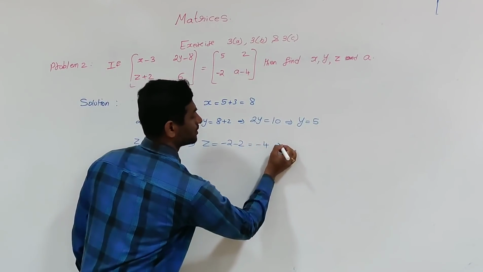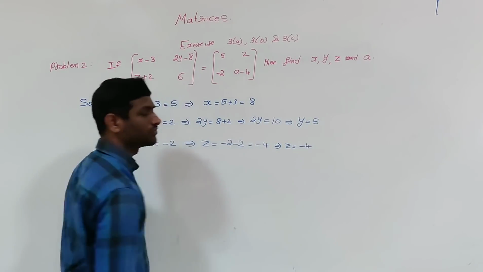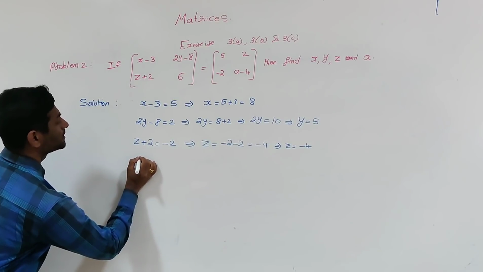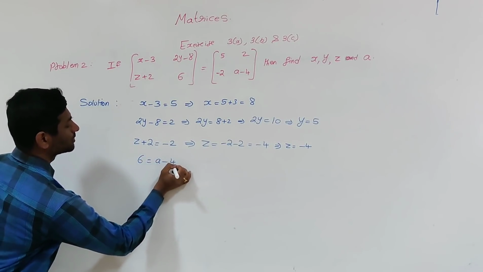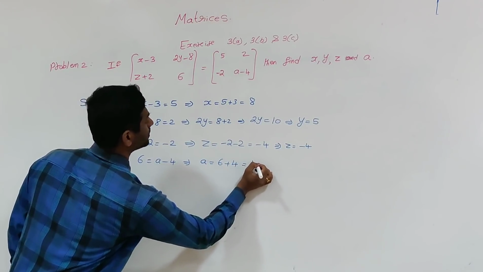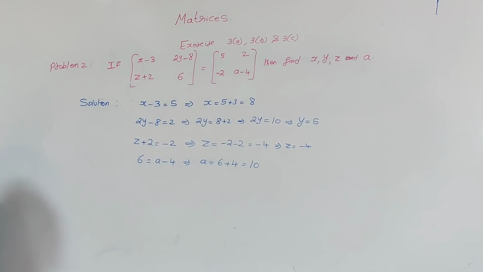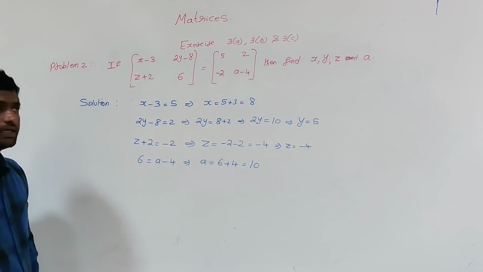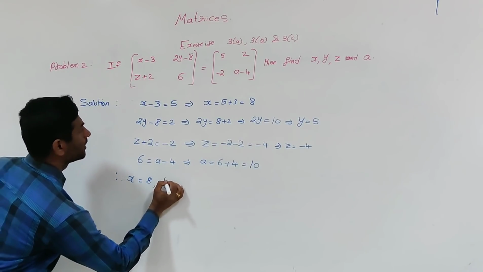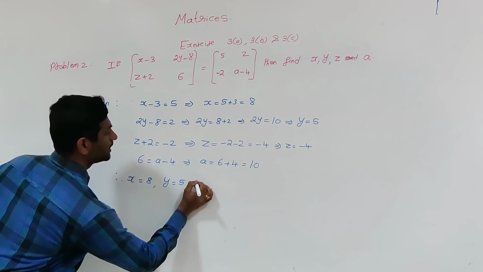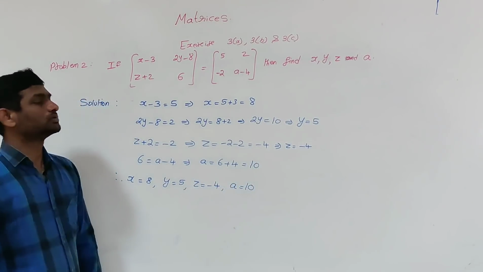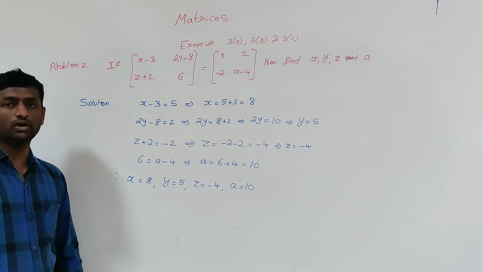Means z is equal to minus 4. Next, 6 is equal to a minus 4 implies a is equal to 6 plus 4, which is 10. So what are the values of x, y, z and a? x is equal to 8, y is equal to 5, z is equal to minus 4 and a is equal to 10. So it is a problem based on the equality of matrices.